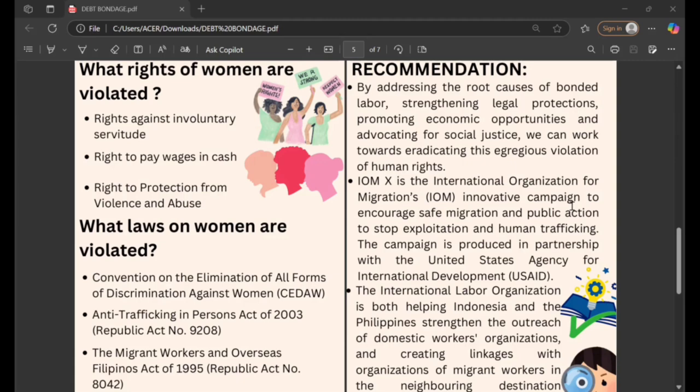And the third one is the Migrant Workers and Overseas Filipinos Act of 1995, or Republic Act number 8042. Debt bondage is a clear violation of the Migrant Workers and Overseas Filipinos Act of 1995 because it traps workers, especially women, in exploitative, involuntary, and abusive conditions, preventing them from enjoying the rights and protection guaranteed by the law.